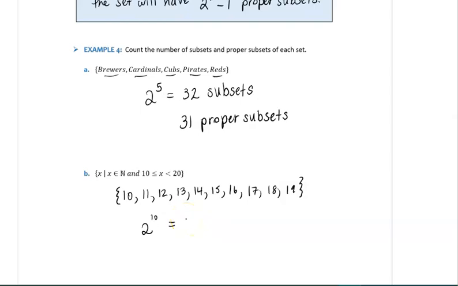which would give me 1,024 subsets. And therefore, we would have 1,023, one less, proper subsets. This concludes example 4.